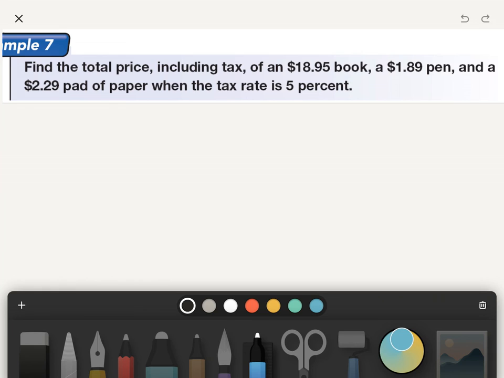What do you need to do with these numbers first? Yes? Add. Yeah, so this is exactly the same as example 6, except that you would have to add all three of these numbers together and then multiply that total by 5/100. And then you would need to add that amount to the total price, just like we just did.